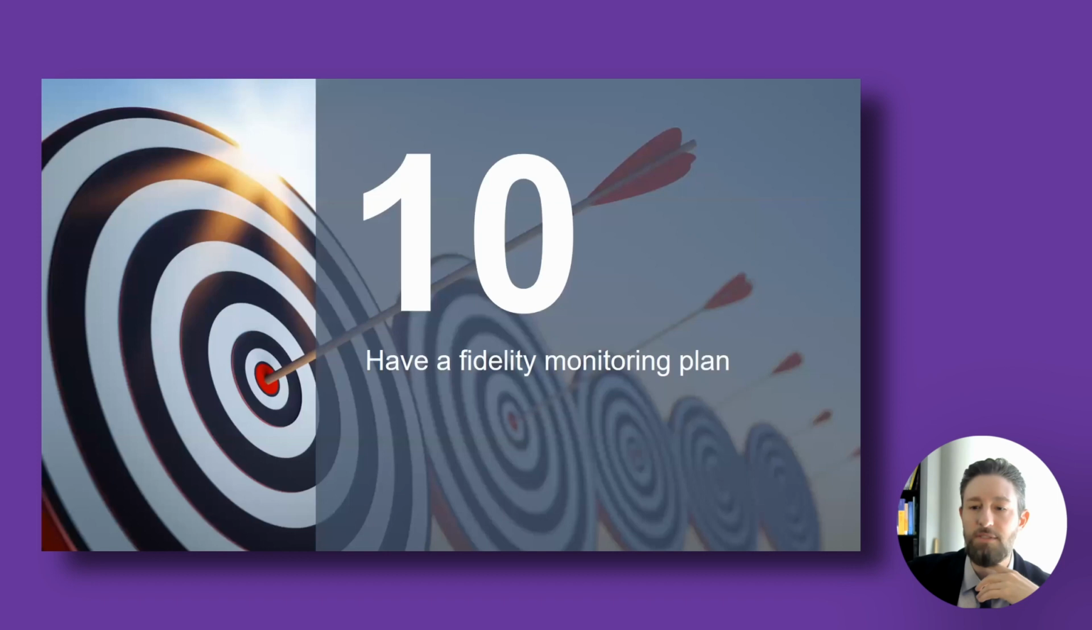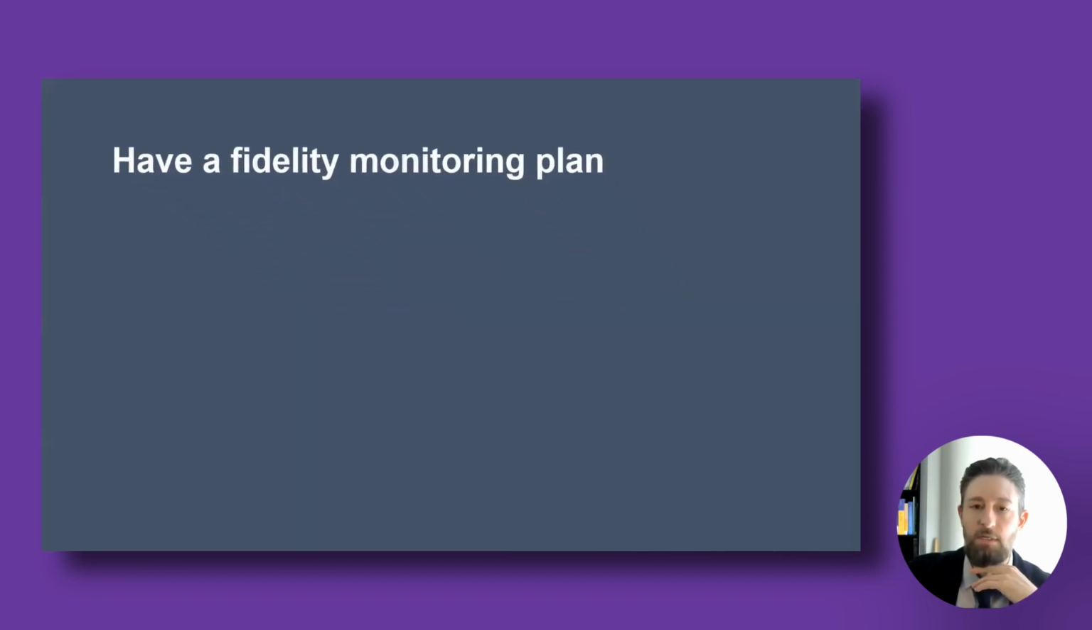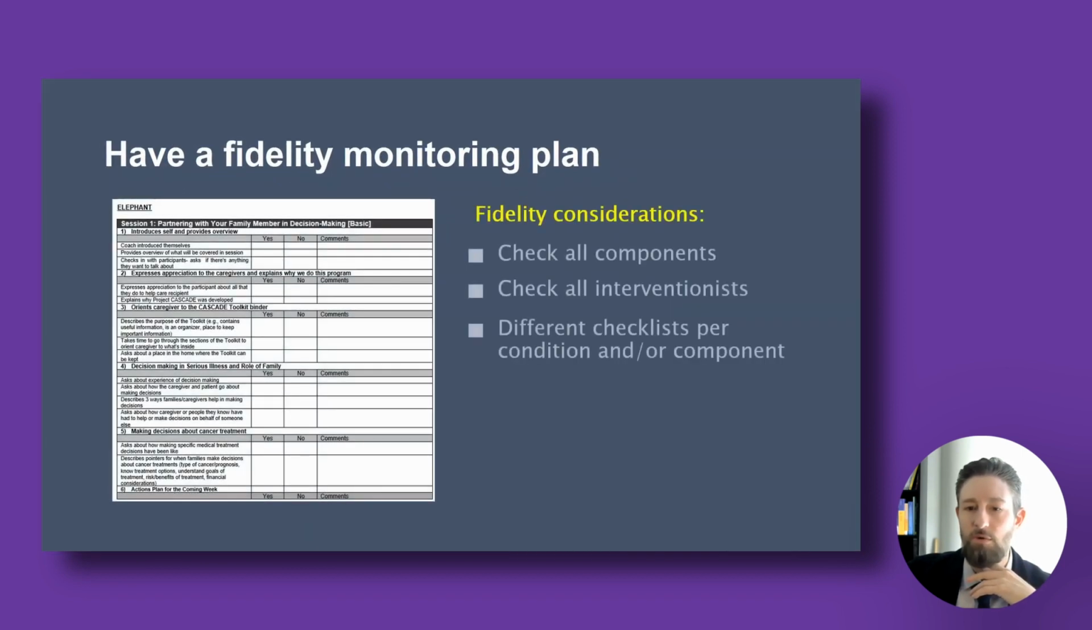So the 10th and final thing I would say is to have a fidelity monitoring plan. Historically for me, that's been, all of our coaching sessions are recorded. And then we review about 10% of those for a full trial. And we have a fidelity checklist. This is a Microsoft Word version of our fidelity checklist, but we also have an Excel version where we basically check to see if the coaches are delivering all the aspects of the session that are prescribed, so to speak.